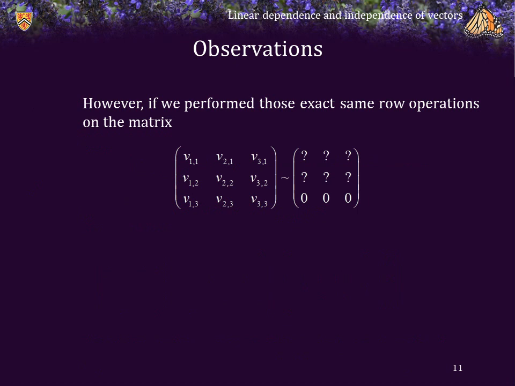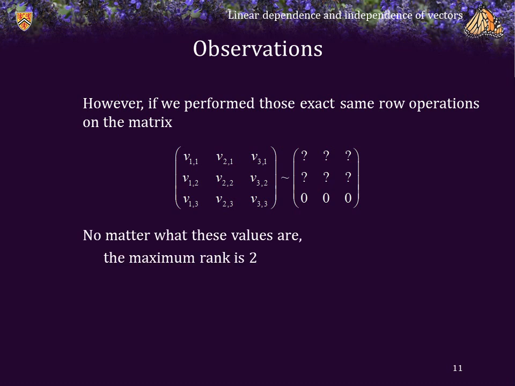Now that gets problematic, because let's just memorize those row operations. Whatever row operations we did to that augmented matrix, let us now do the exact same row operations to this matrix containing only v1, v2, and v3 as columns. Well, the result is going to be the same. We're going to have at least one row of zeros. So no matter what the other values are, the maximum rank of this matrix is 2.